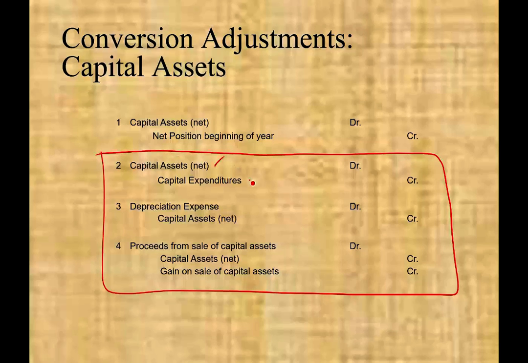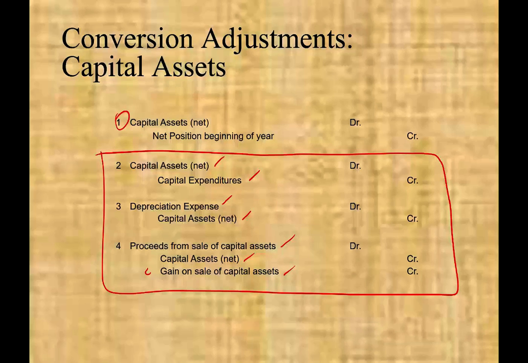Debit capital asset, credit expenditure, debit depreciation expense, credit accumulated depreciation, debit the proceeds, credit the asset, and credit either a gain, or this could be a loss, by the way. Then therefore you'll have a debit. It doesn't matter, a gain or a loss. So this is what I showed you. The only thing I did not show you is step 1, which I'm going to show you in an example, because it works better in an example.